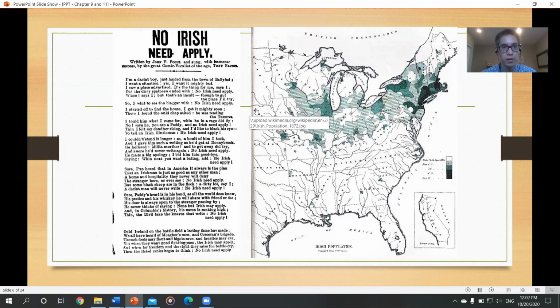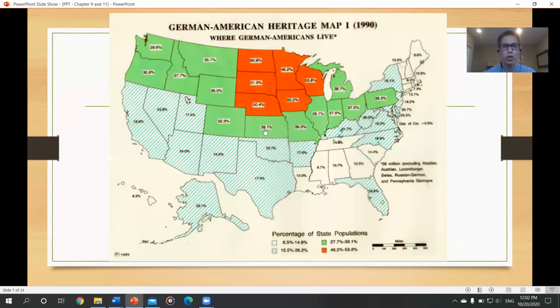This is a newspaper advertisement that says no Irish need apply. So discrimination against Irish. And then for Germans, you can see where the Germans settled. So largely in the Dakotas, Michigan, Wisconsin, and then also scattered throughout the West as well. But because the German Americans are scattered much more, they don't have as much political power as the Irish.